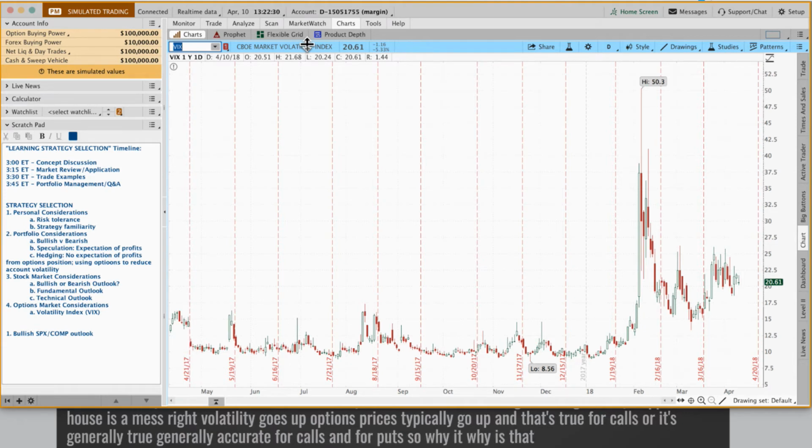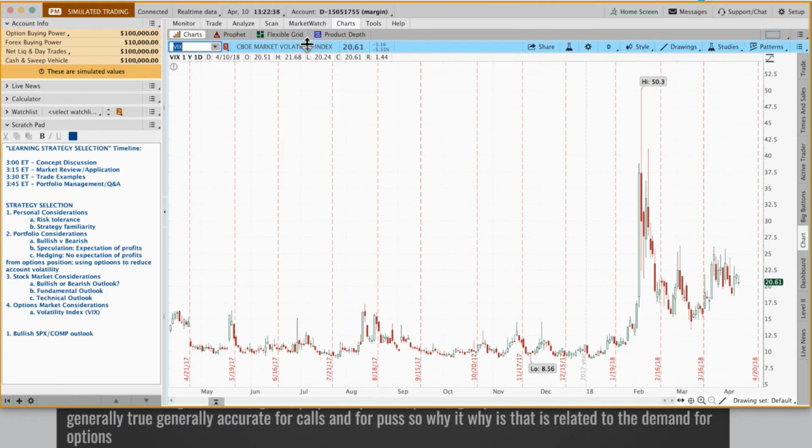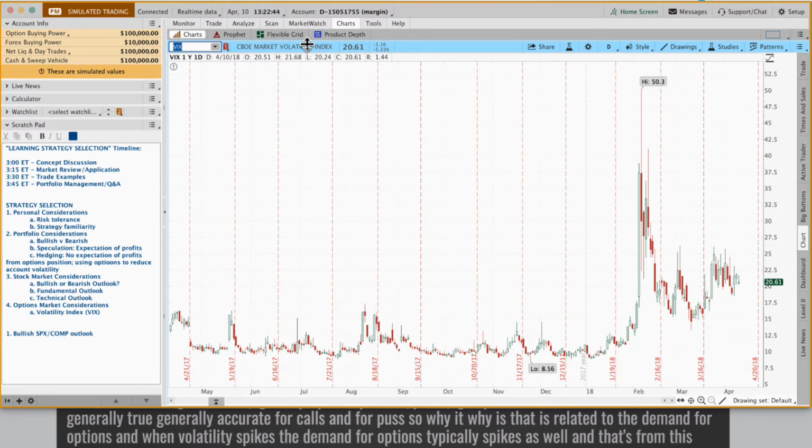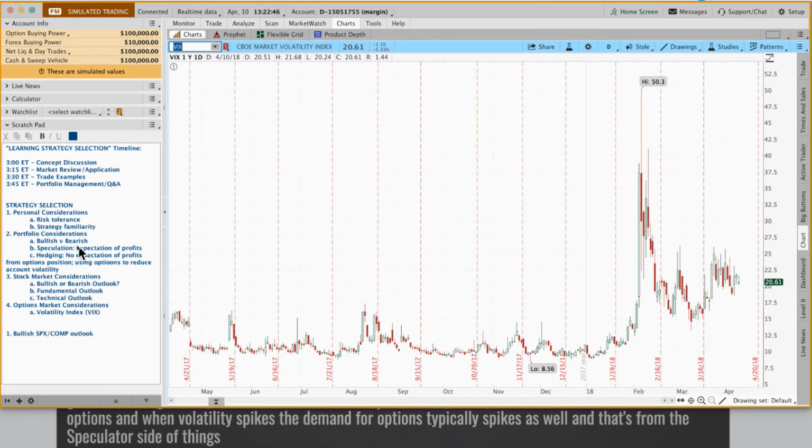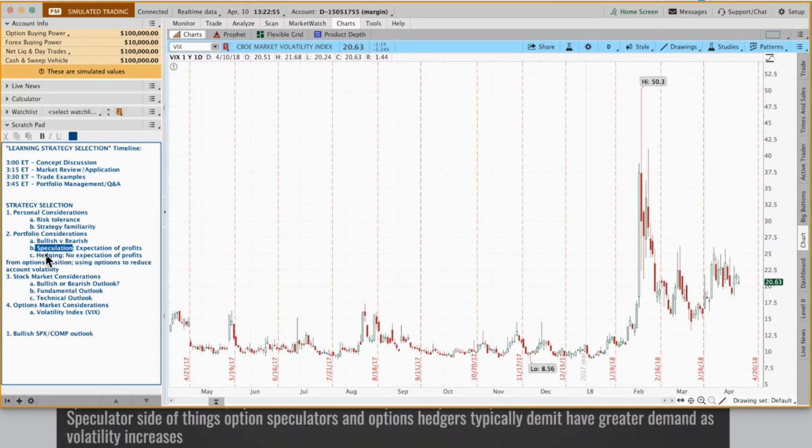So why is that? Well, because the pricing of options is related to the demand for options. And when volatility spikes, the demand for options typically spikes as well. And that's from the speculator side of things. Options speculators and options hedgers typically have greater demand as volatility increases. Speculators demand more options because they see that volatility as creating additional potential for their positions. So they're willing to pay higher prices, they're willing to buy more contracts, generally speaking.